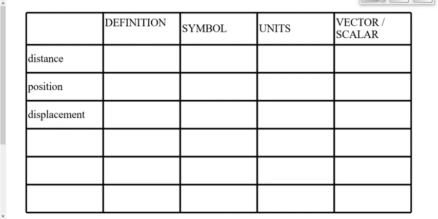Distance, we're going to define simply as how far something travels. How far something travels. That's pretty intuitive, right? If I stand right here near the front of the room and I walk 5 meters towards the back of the room, my distance traveled is 5 meters because I've traveled 5 meters. That's how far something's traveled, how far specifically I've traveled.